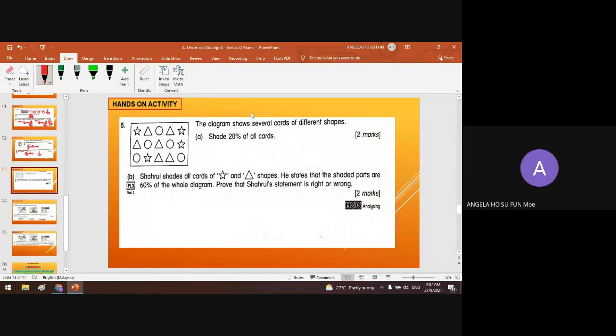Okay, very fast. Go. Look at this one. These are different cards. Shade 20% of all the cards. Count how many shapes there are, and shade 20% of all the cards. Faster.